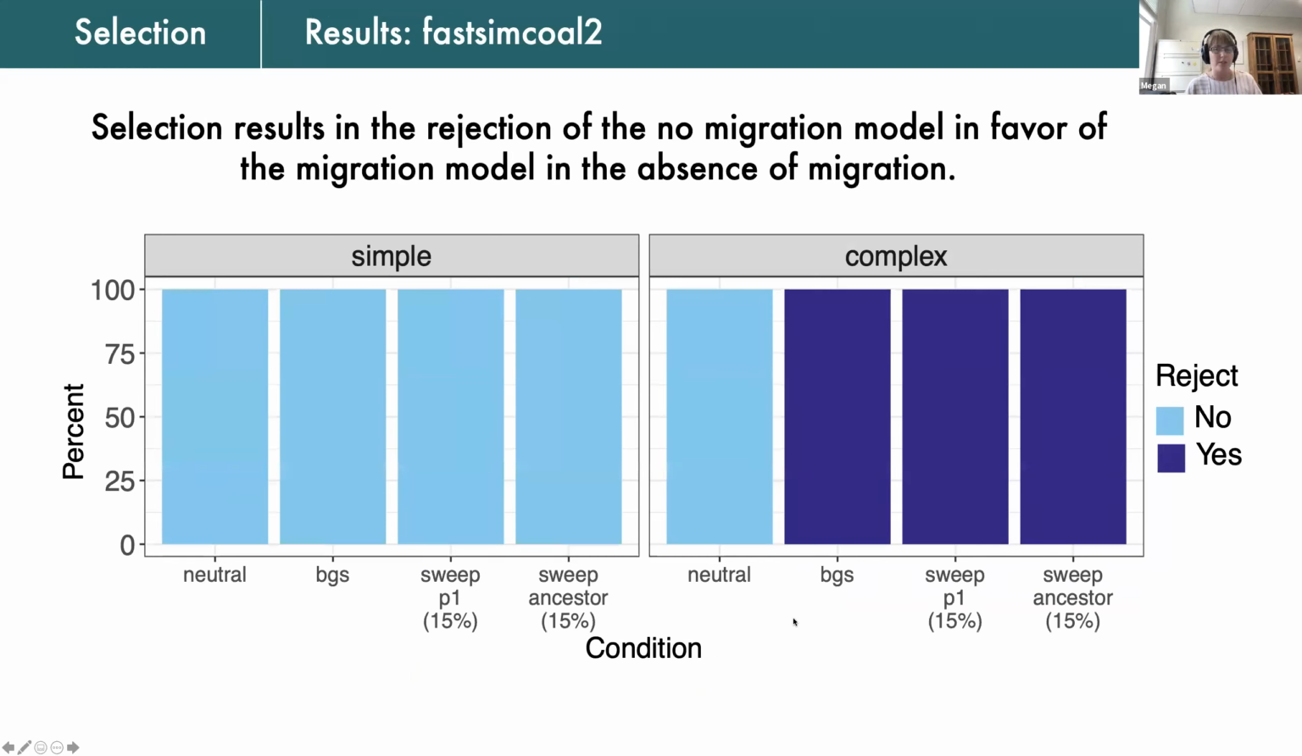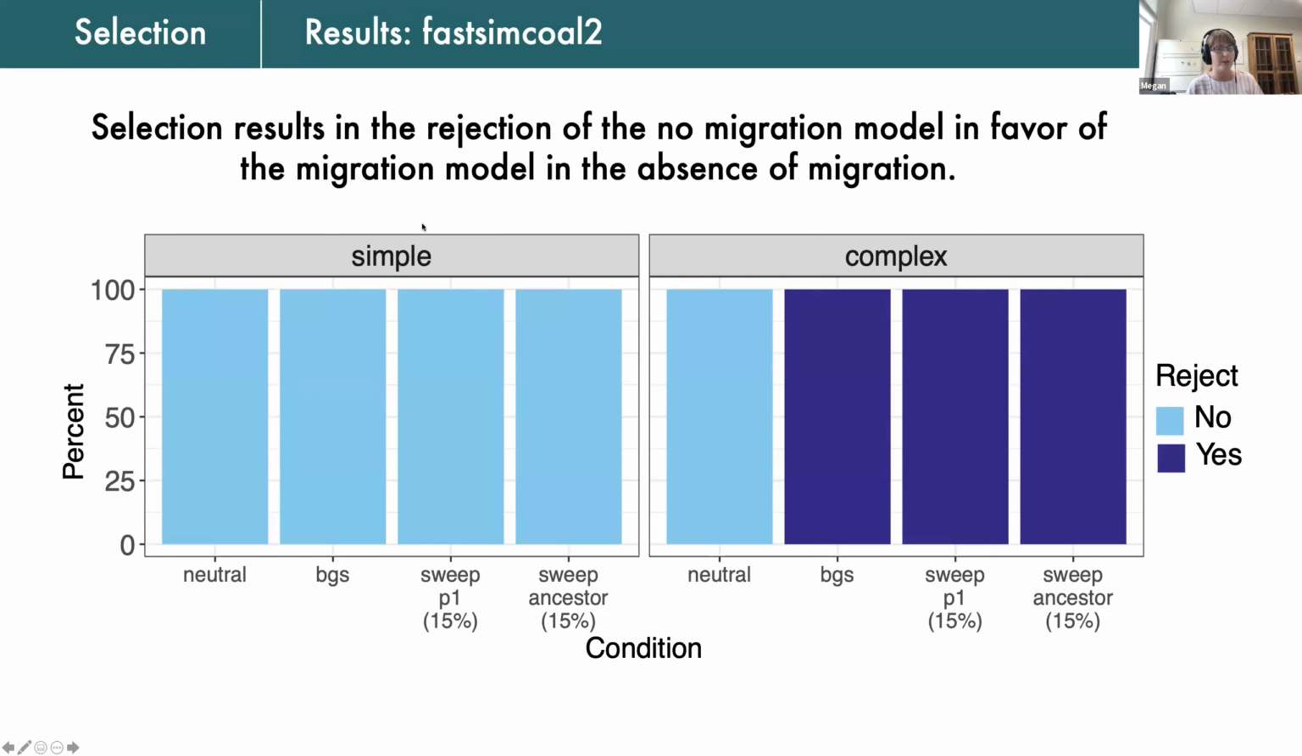Okay, so these are the results of the likelihood ratio test. On the y-axis, I'm showing the percent of our replicates. Here are the results for the simple genomic architecture, so constant recombination and mutation rates. And here are the results under the complex genomic architecture. Light blue means that we failed to reject the divergence-only model, so we don't support migration. And it's important to note that that is the correct answer here. There is no migration in these simulations.